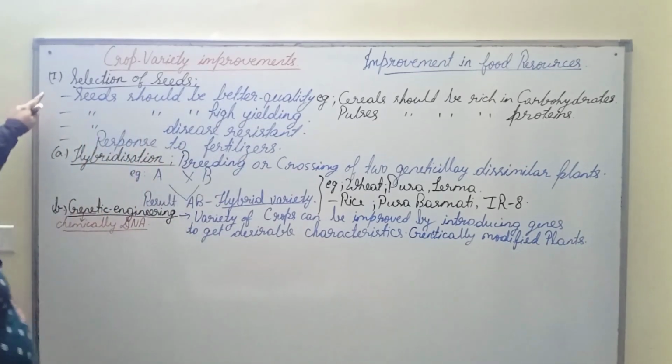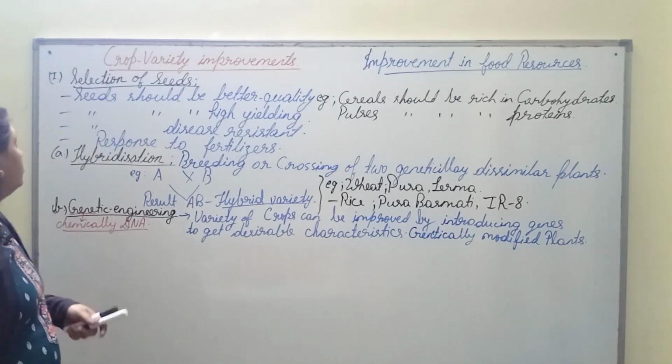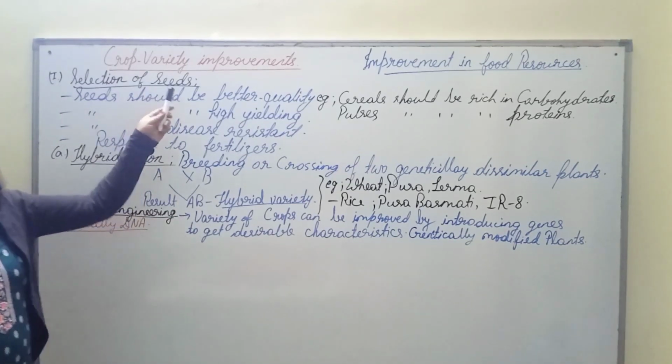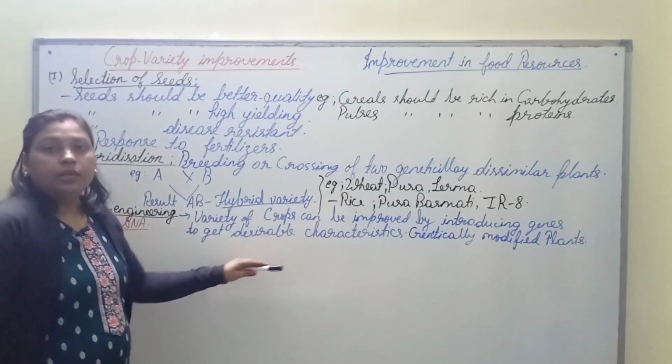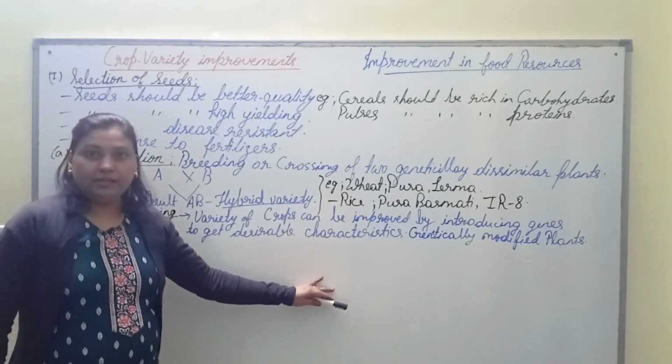So this is the first way, selection of seeds. This is the first factor that is responsible for the improvement of crop varieties.